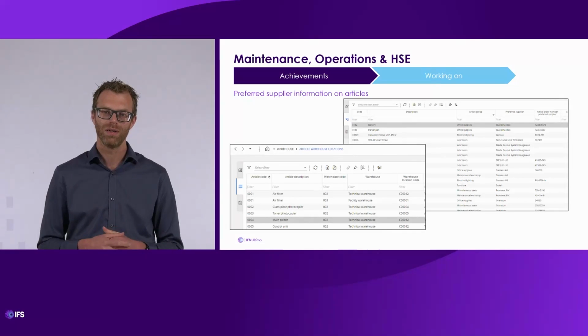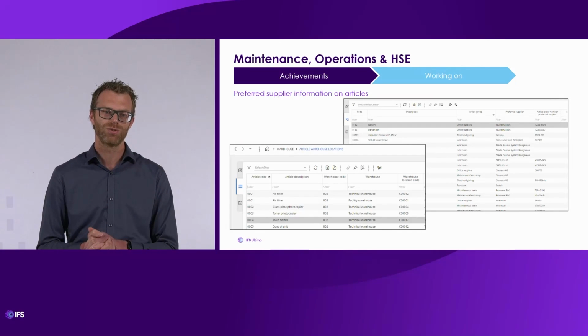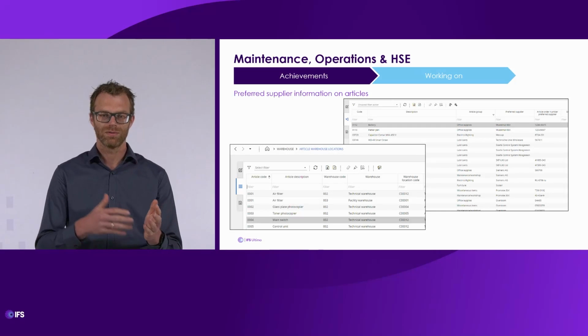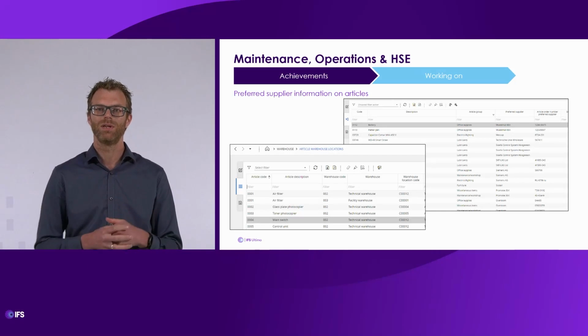Very handy way. And pretty similar is also the article warehouse location screen. Again, that's a screen with a selection list, and you can then filter on an article and see straight away which warehouse, what's the stock, etc.